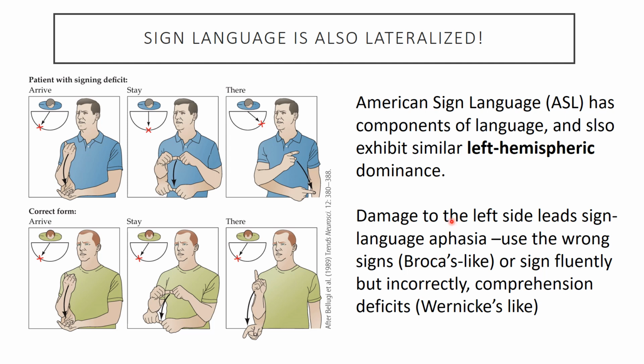Turns out sign language is also lateralized as well. So for these individuals, they don't speak at all, but for those that have learned American Sign Language, it clearly has components of language where there is a series of syntax and grammar and an order that the words have to be put into place. A lot of these things are left hemispheric dominant, and damage to the left side in sign language users leads to sign language aphasia. So people who have damage to Broca's area end up using the wrong signs, or they have a difficult time finding signs.